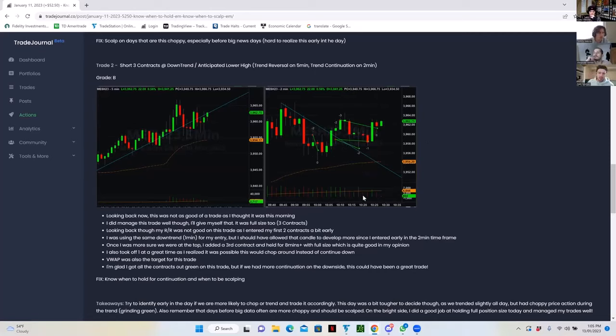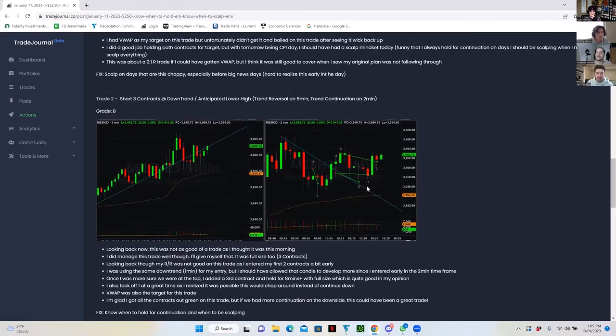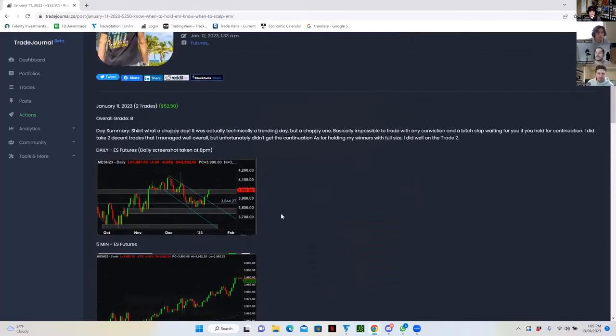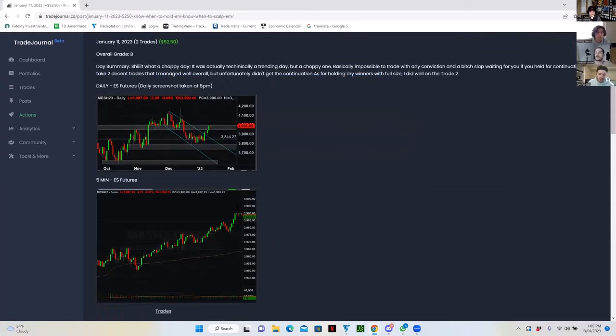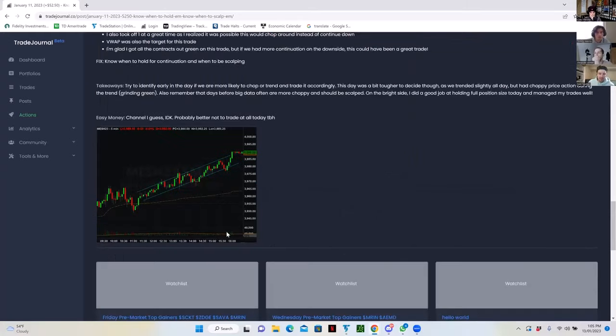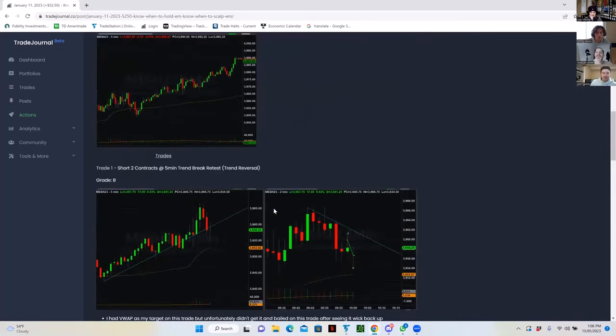But I think these were the only 2 trades I took for the day. Again, just kind of trying to lock in some green. I was up like $50 this day. But those were the two trades. Easy money would have been taking this channel, I guess, but is that really easy? Not really. Nope. Not at all.